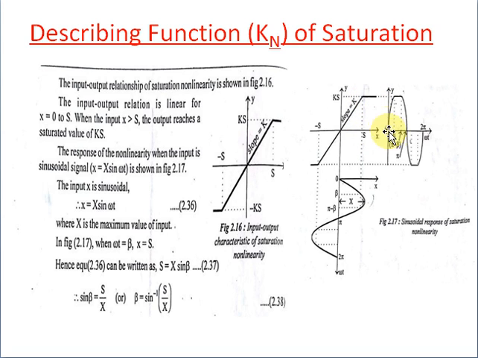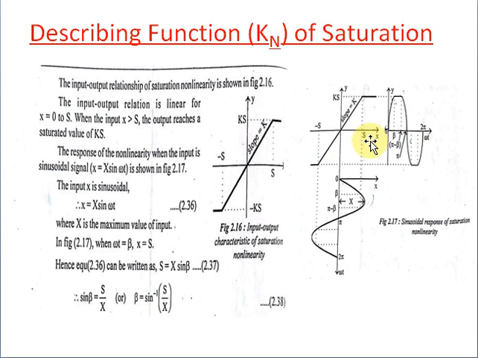That is, beyond beta it is saturated up to pi minus beta, and again from pi minus beta to pi it linearly decreases. That is the sinusoidal response. From 0 to beta it linearly increases, from beta to pi minus beta it is saturated, and from pi minus beta to pi it linearly decreases. It is the sinusoidal response of this saturation nonlinearity.